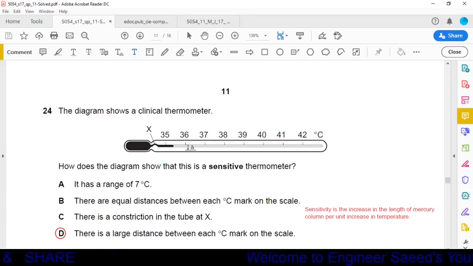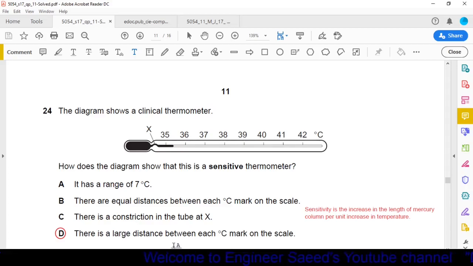What does it mean? If the difference between 35 and 36 is more, then it will be called more sensitive, and if the difference is less, then it will be called less sensitive. We are looking between 35 and 36, there is a wide difference. So we can say this thermometer is sensitive. So option D is the best option.